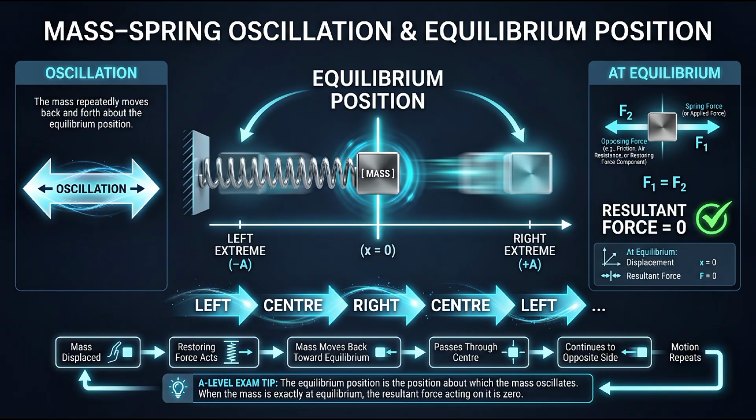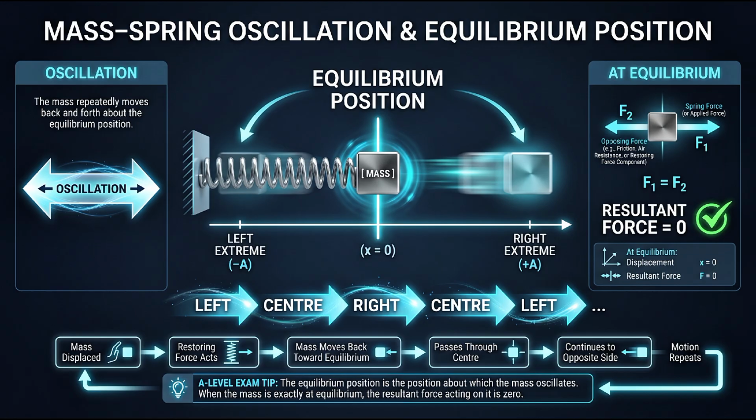It is important to understand that the equilibrium position is not necessarily the same as the position where the spring is completely unstretched in every possible spring system. For a horizontal spring with no other horizontal forces, equilibrium may correspond to the spring's natural length. But if an additional constant force is present, such as an applied force or another force acting on the mass, the equilibrium position can be shifted. The important definition is that equilibrium is the position where the resultant force on the mass is zero.